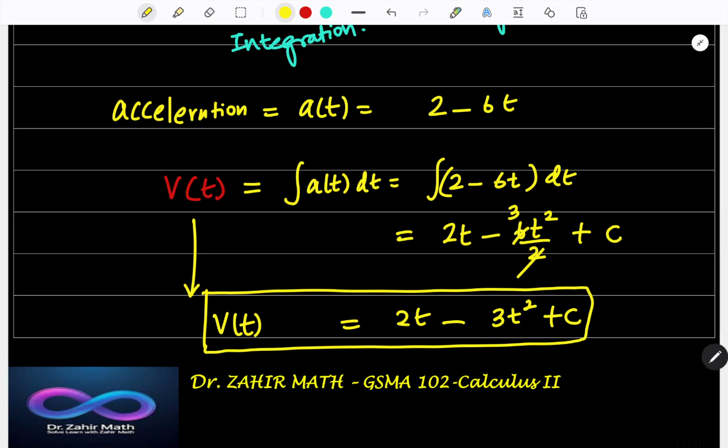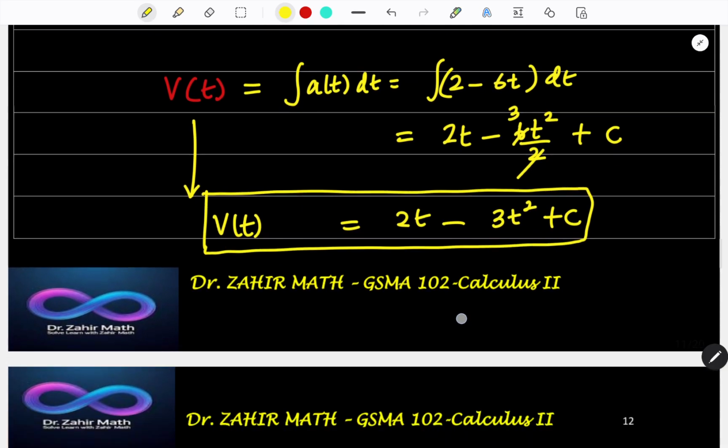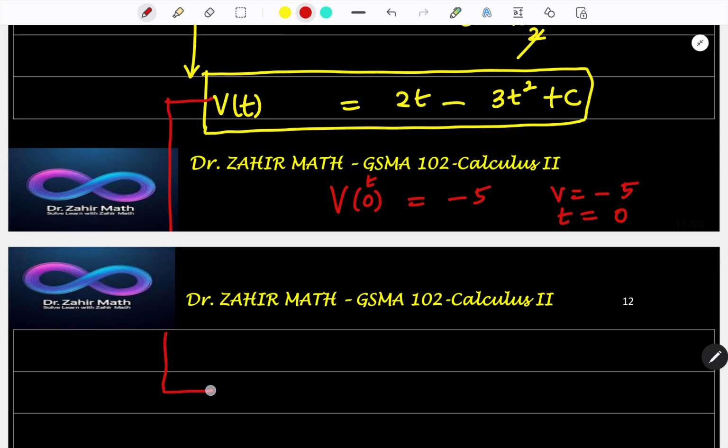Is this my question? No. What's your question? You are going to find S of t. Okay. Now there is a condition. V of 0 is minus 5. I'm going to use this condition now. What is the meaning of this one? V is equal to minus 5, t is equal to 0, because this is V of t. Okay, so I'm going to put this one. Why, teacher, you are putting this one? Because I have to find this C.